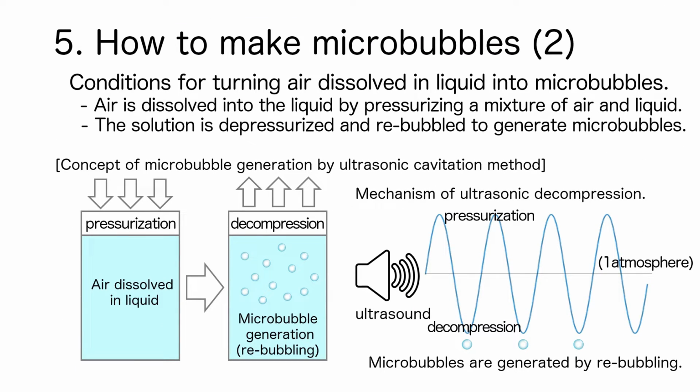Two conditions are required to turn air dissolved in a liquid into microbubbles. One is that air is dissolved in the liquid by pressurization. The other is to rebubble a liquid in which air is dissolved by depressurizing it. There is a theory that the ultrasonic waves generated by the shakes generate microbubbles. This is thought to refer to a method called ultrasonic cavitation, in which microbubbles are generated using the decompressed state generated by ultrasonic vibration.